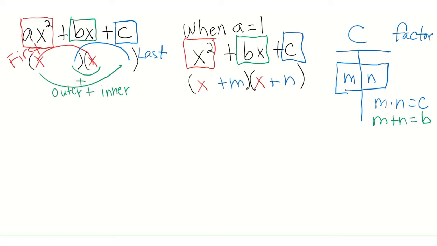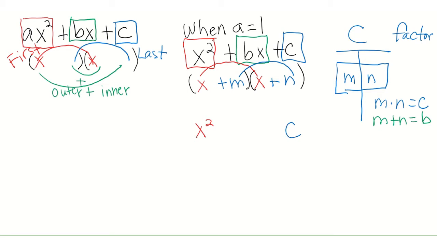So then when I do the FOIL method, I'm going to do my first terms, which is x times x is x squared. Then I'm going to do my last terms, m and n. When I multiply those together, that's going to give me my c.